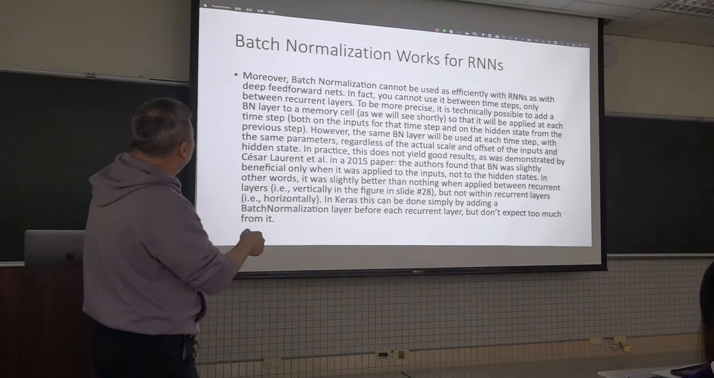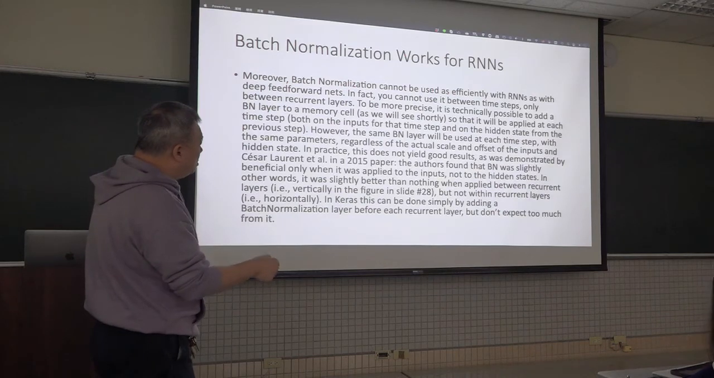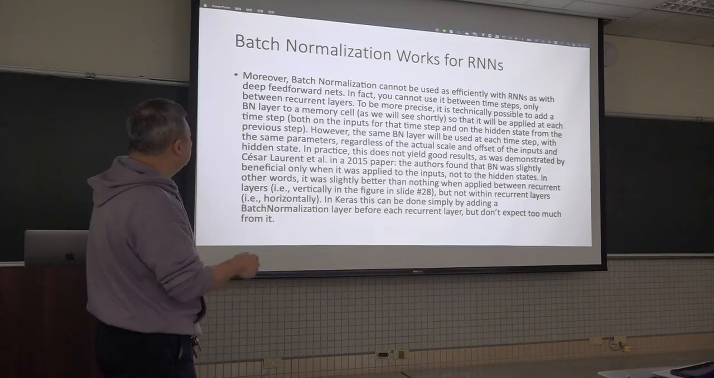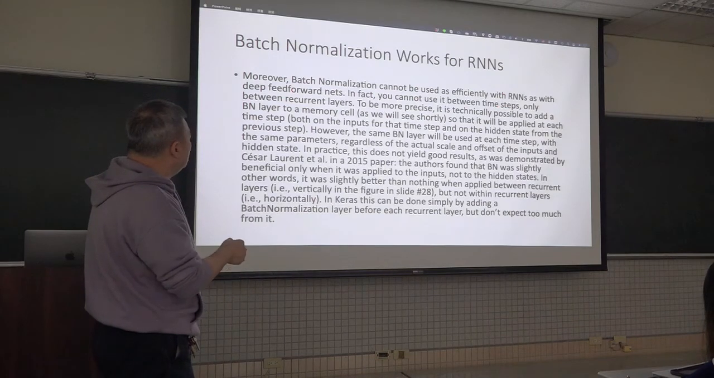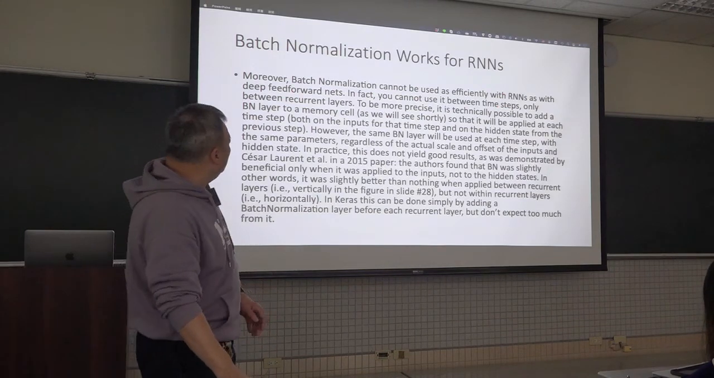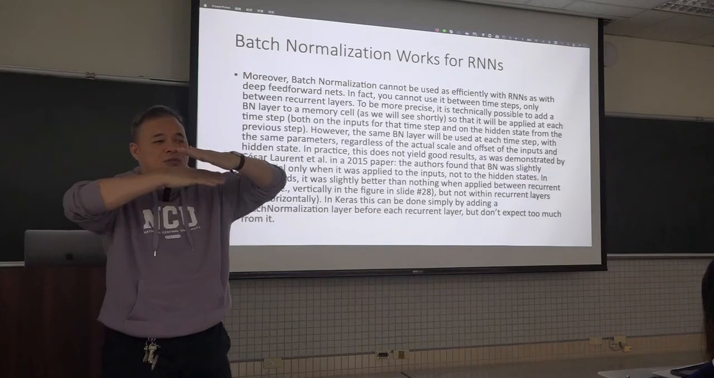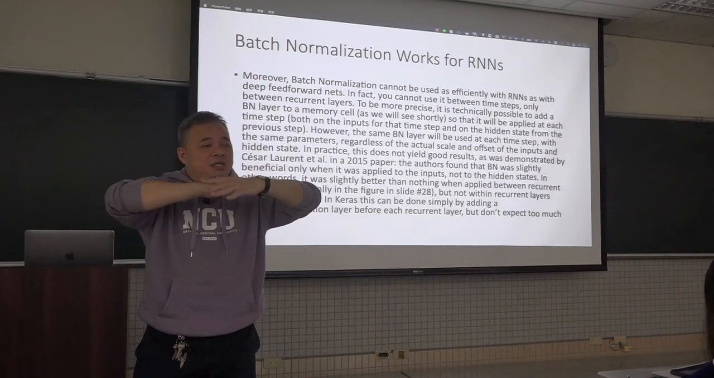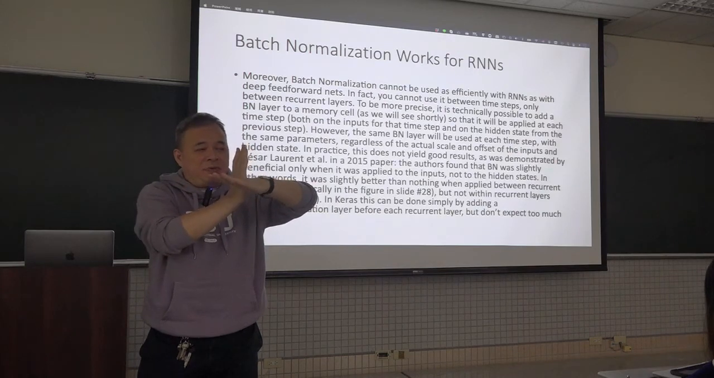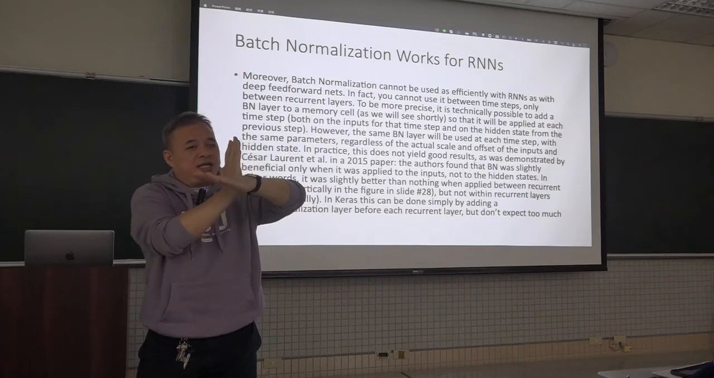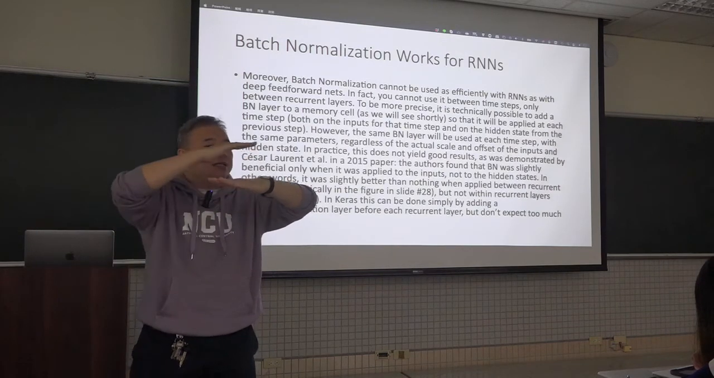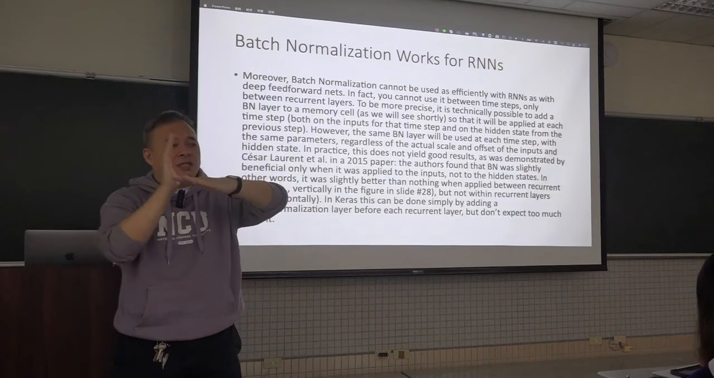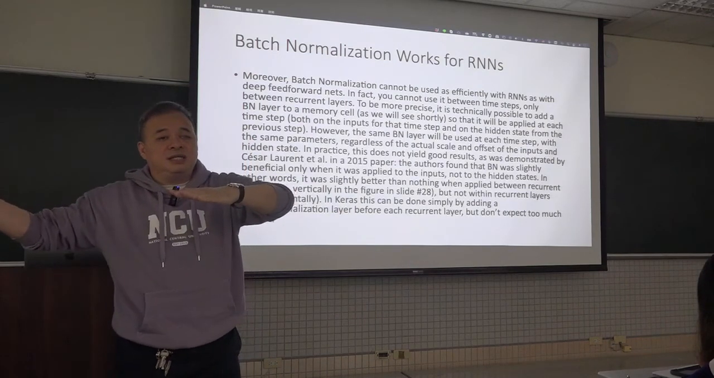Moreover, batch normalization cannot be used as efficiently with RNN as with deep feed-forward neural networks, because you cannot use it between time steps, only between recurrent layers. Batch normalization is used between layers, but in an RNN, remember, the training has two dimensions. One dimension is between layers. The second dimension is between different time steps.